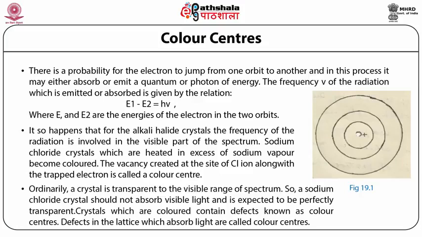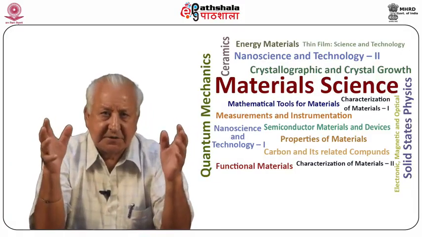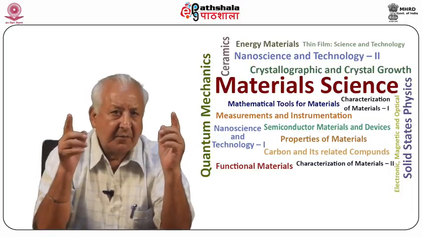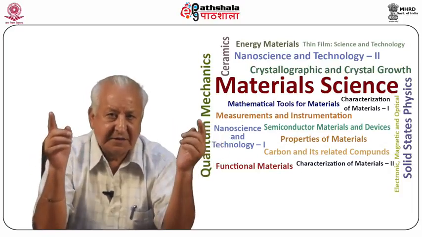Ordinarily, a crystal is transparent to the visible range of the spectrum. So, a sodium chloride crystal should not absorb visible light and is expected to be perfectly transparent. Crystals which are colored contain defects known as color centers. Defects in the lattice which absorb light are called color centers. Coloring of crystals can be achieved in different ways, as described.